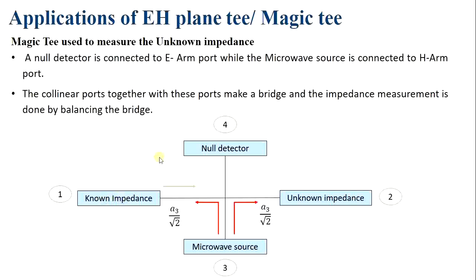So these reflected signals are given over here with the green arrows, and their value is A3 by root 2 into the reflection coefficient from port 1, and from port 2 we get A3 by root 2 into the reflection coefficient from port 2. So this total comes at port 4, which is denoted by Y, and it is going towards the null detector.